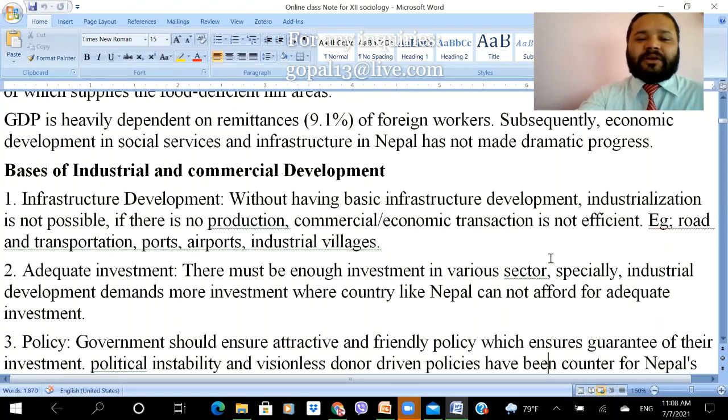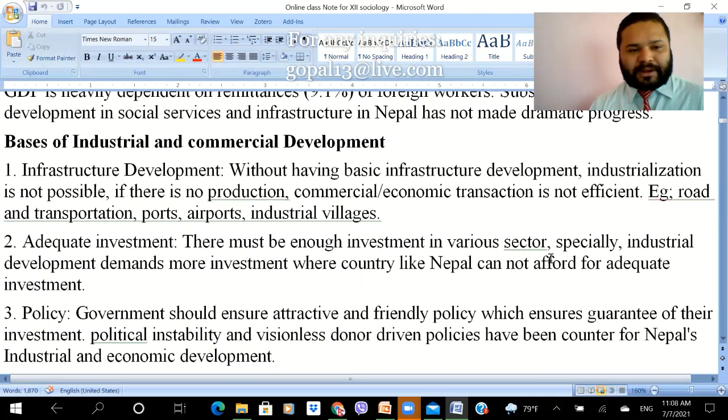Basis of industrial and commercial development. What are the basis? What are the needs for the industrial and commercial development of Nepal? What are the necessities? Let's take an example. If we wish to start a very huge cement factory in, let's say, Kavre, we must have proper infrastructure.